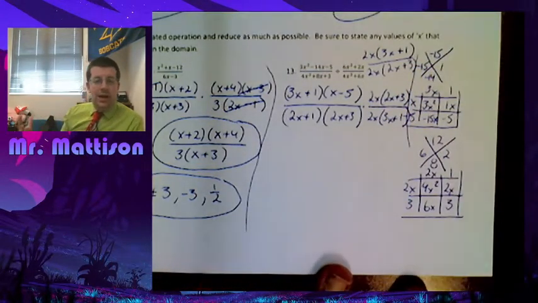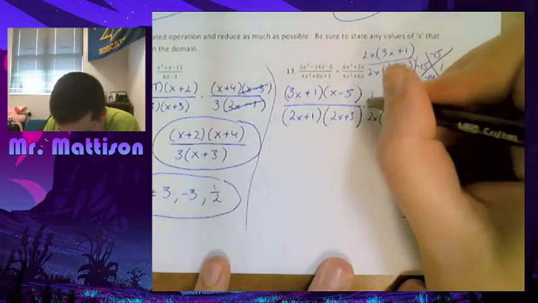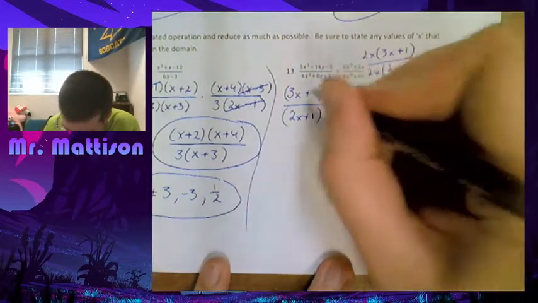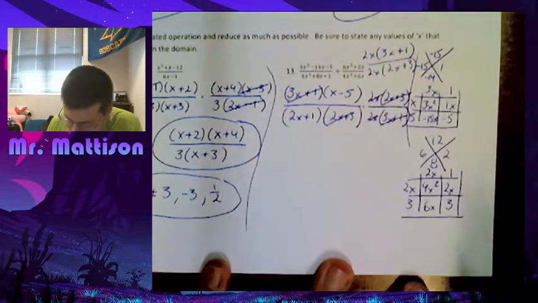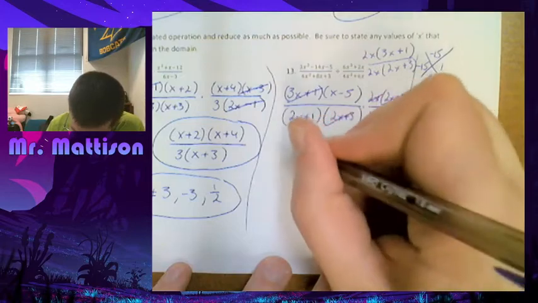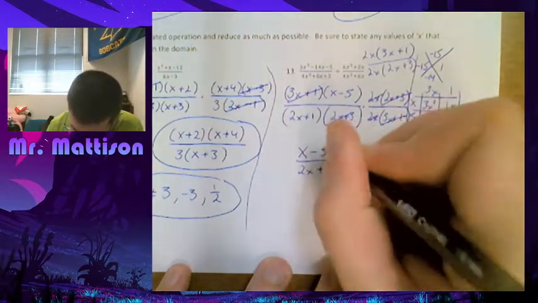So now it's all being multiplied. I can start to cancel things out. Well, right off the bat, these 2x's are going to cancel. 3x + 1, 3x + 1, 2x + 3, 2x + 3. So all I'm left with is (x - 5) over (2x + 1).